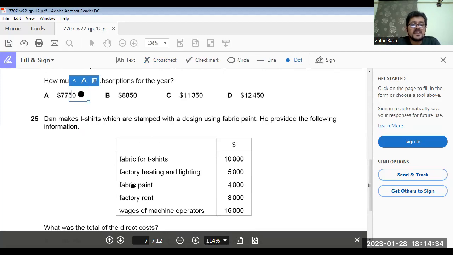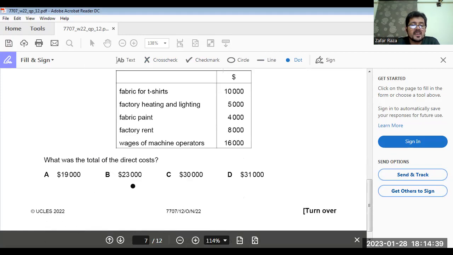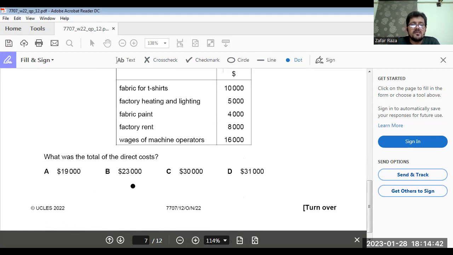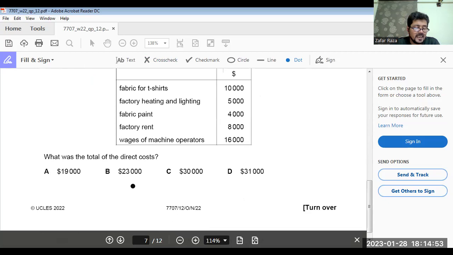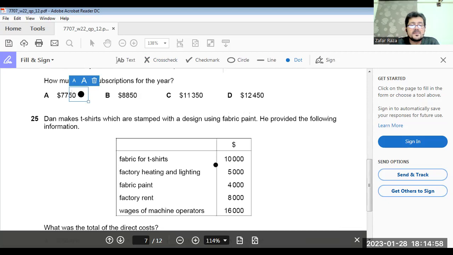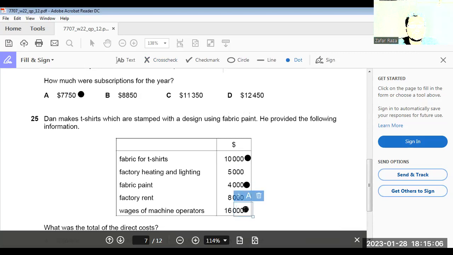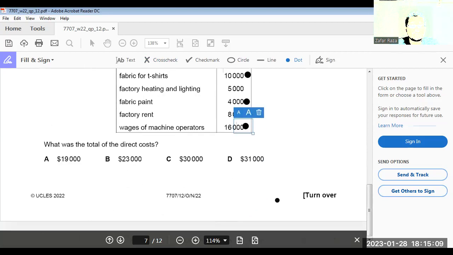Question 25. Dan makes t-shirts which are stamped with a design using fabric paint. He provided the following information. Fabric for t-shirt 10,000, factory heating, lighting, fabric paint, fabric factory and wages of machine operator. What was the total direct cost? Now, direct cost means we have to calculate the direct expenses. Fabric, this is direct cost. Fabric paint is direct cost. And wages of operator. 10, 16, 4, 30. This is the answer. Easy.